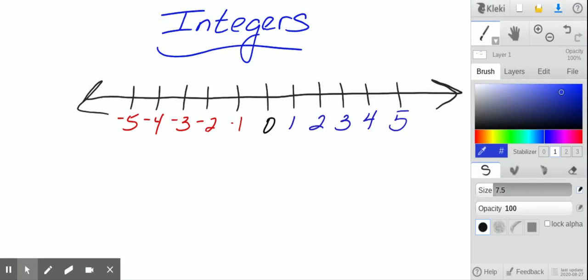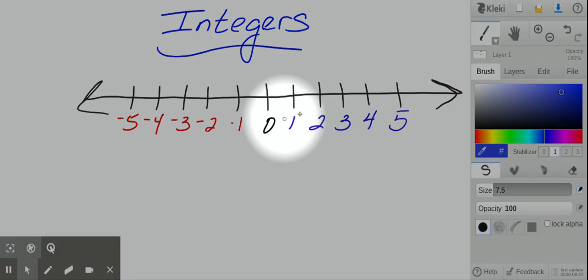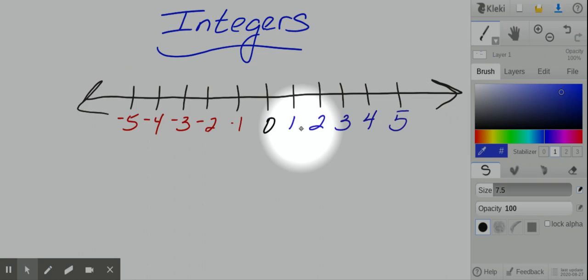Today we're going to be talking about integers, and integers are basically numbers and their opposites. So if you notice here, I have a number line. I have 0 in the center, in the middle, and then all of my numbers to the right are positive, and then all of my numbers to the left of 0 are negative. All right, so remember, integers are numbers and their opposites.